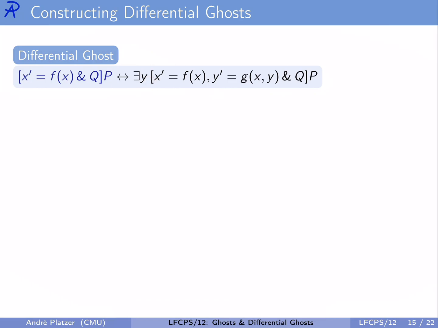Well, of course, the differential ghost y' had better be new. It wouldn't be sound if y would already appear either here on the right-hand side of the differential equation that was there before, or within the evolution domain constraint Q, because then we would be limiting it, or within the postcondition P. And that's, of course, all ruled out, because y had better be new. Well, what else could possibly go wrong?